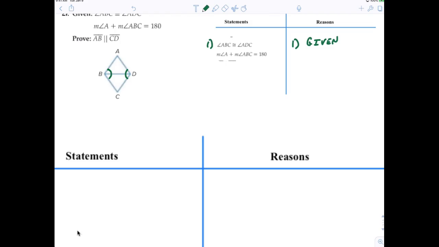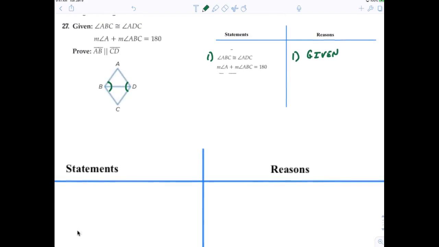You should think consecutive interior angles when they tell you something is what? Supplementary, right? Do you agree with me? So we know that if the measure of angle A plus the measure of angle ABC is equal to 180, then what do we know for sure? The measure of angle A plus ABC. Whoa, no. We gotta go more than that.